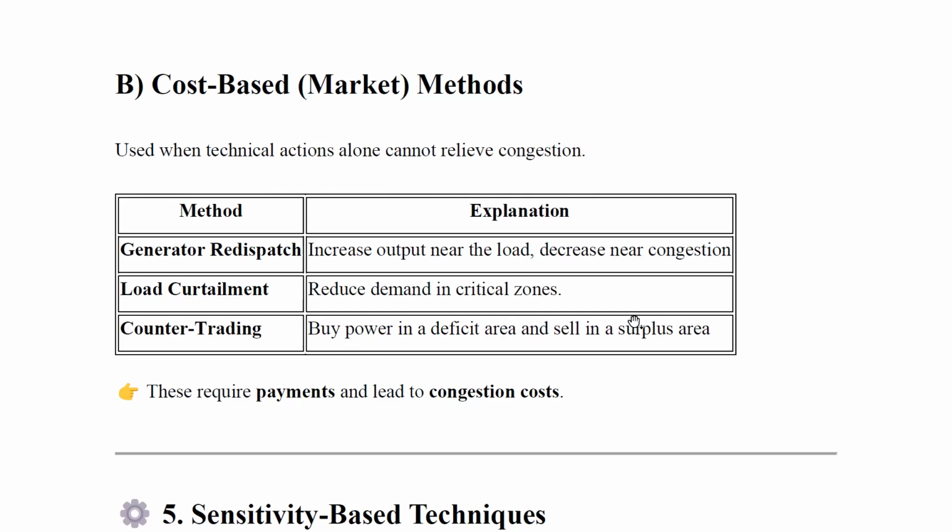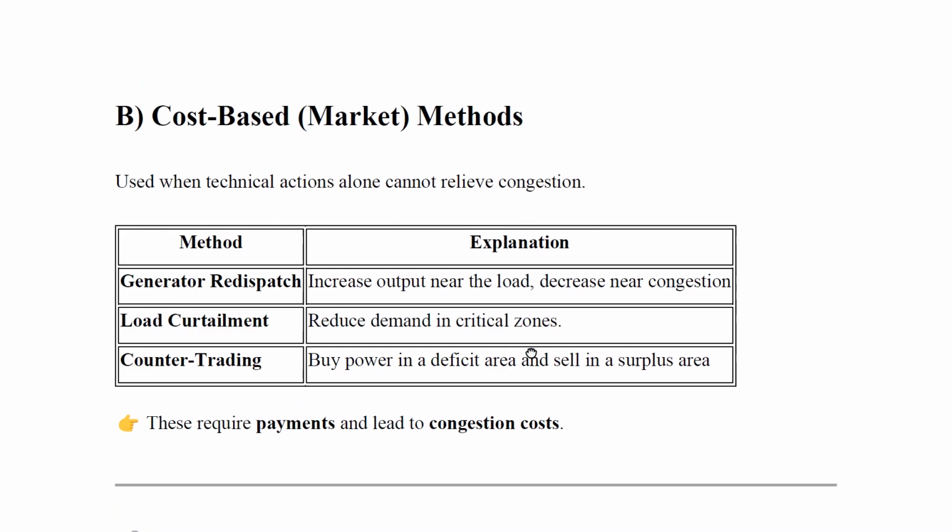So wherever the deficit area is, you need to identify it, and you need to sell the power from the surplus area. You need to transmit the power from wherever it is not used to wherever it is used more. Counter trading can also happen in this cost-based market method. These require payments and lead to congestion cost. Like this, you can also manage the congestion.